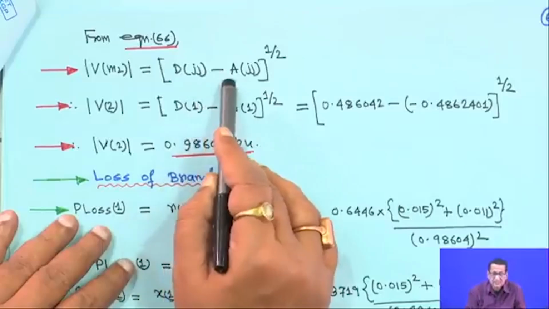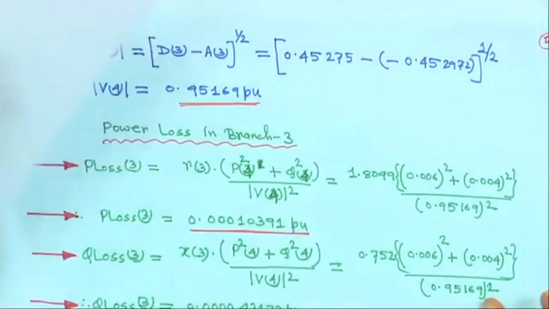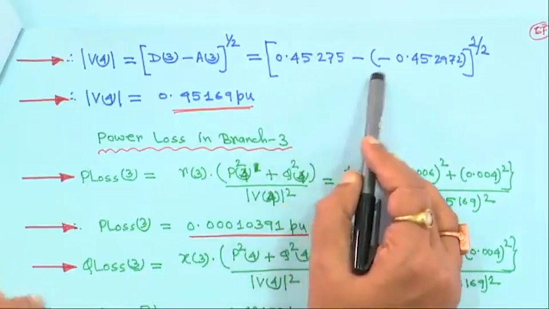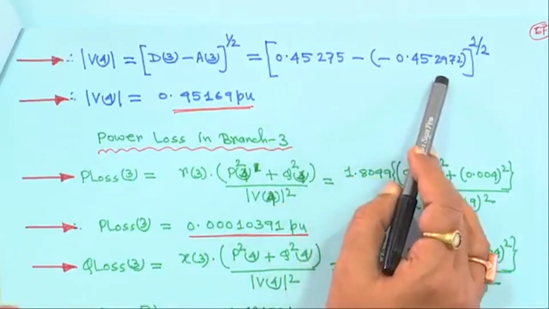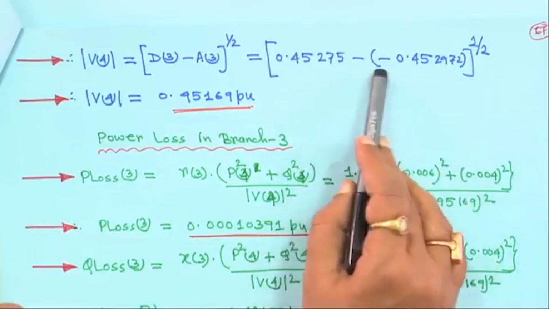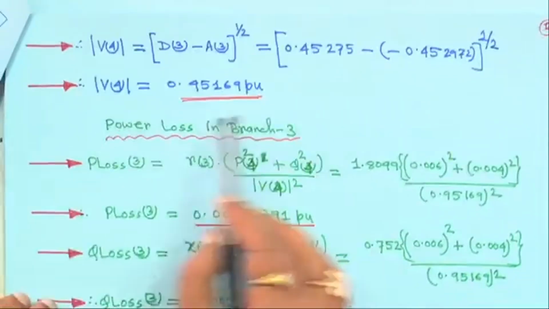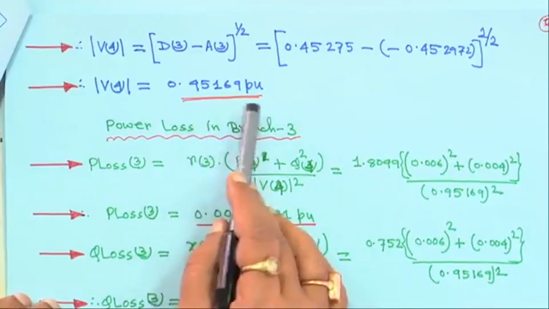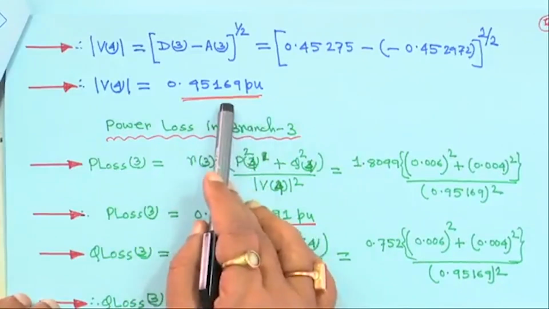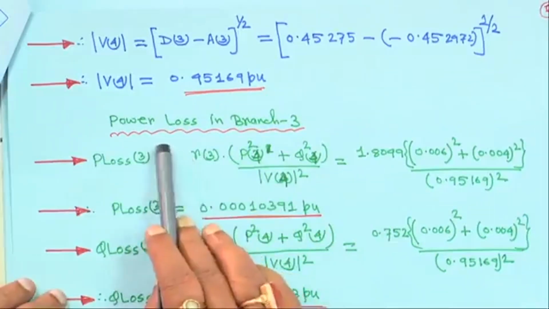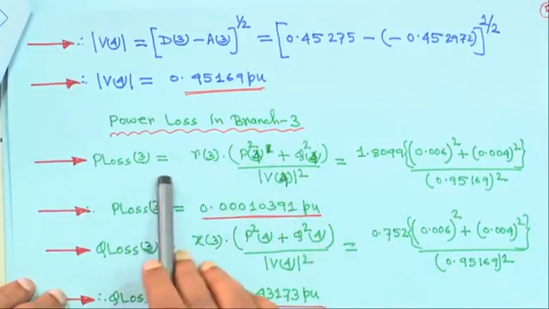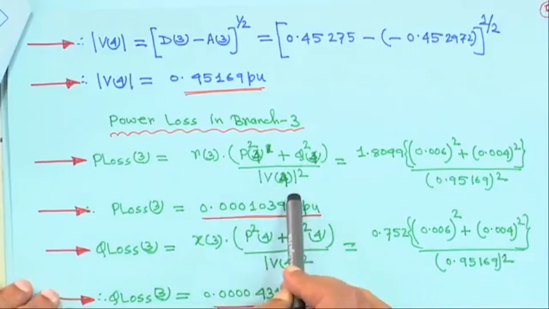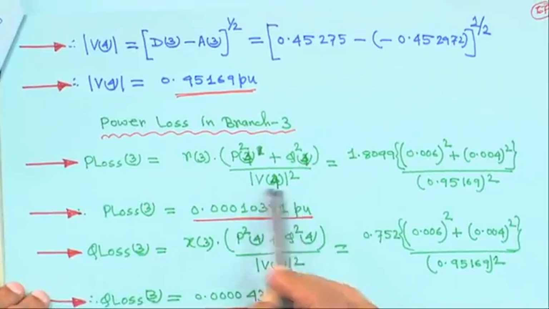Here you put these two values: 0.45275 minus, in bracket, minus 0.452972, to the power half. So, minus becomes plus, right. You simplify, and it will be 0.95169 per unit. This is the value of your voltage magnitude in the first iteration. Now, power loss in branch 3, in a similar way, will be R 3 into (P 4 square plus Q 4 square) upon your magnitude V 4 square.